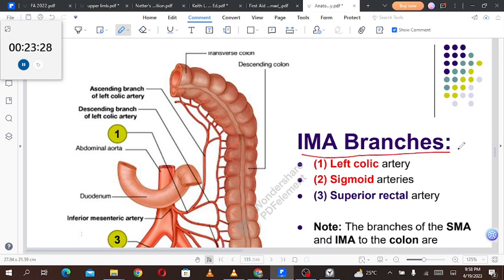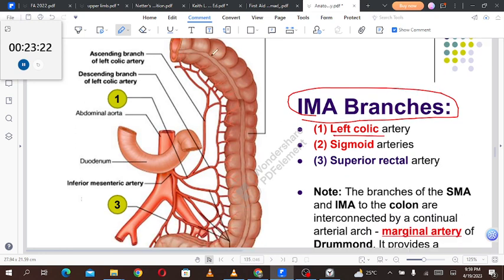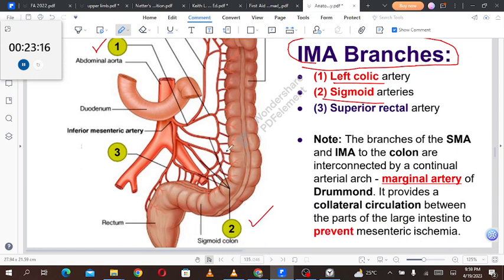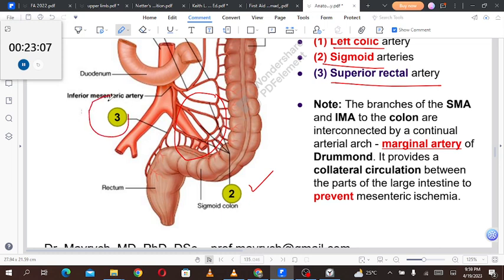Then we have the inferior mesenteric artery and its branches. So the inferior mesenteric artery gives rise to the left colic artery, because it has to supply the descending colon. So number 1 artery, this is the left colic artery, and the sigmoid arteries, number 2, that is over here. So these are the sigmoid arteries, all of them are sigmoid arteries which are coming to supply the sigmoid colon. And then the superior rectal artery, which is over here, is supplying the superior part of the rectum.